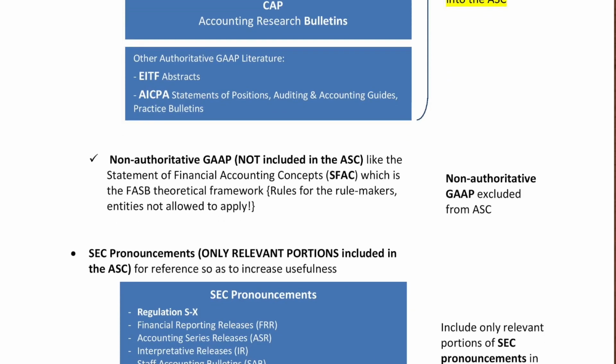And then you have non-authoritative GAAP, which is basically not included in the ASC. So non-authoritative GAAP primarily includes, highlight, the Statement of Financial Accounting Concepts, SFAC, which is the FASB theoretical framework. These are like rules for the rule makers. And highlight, this is non-authoritative GAAP excluded from the ASC.